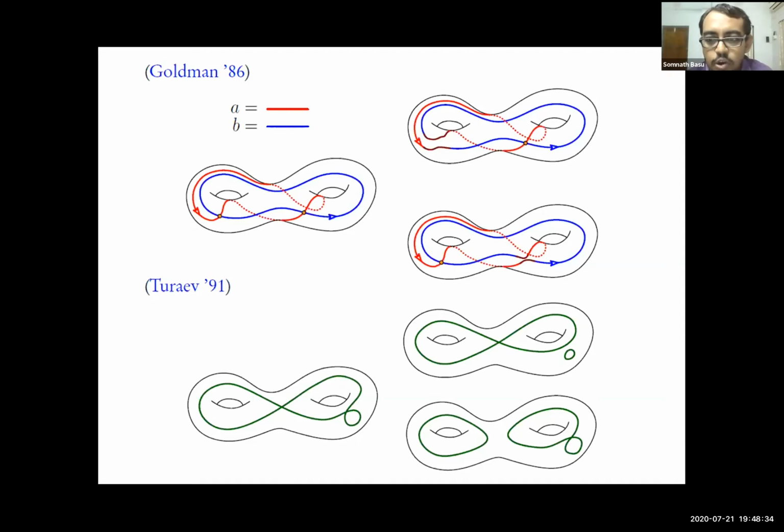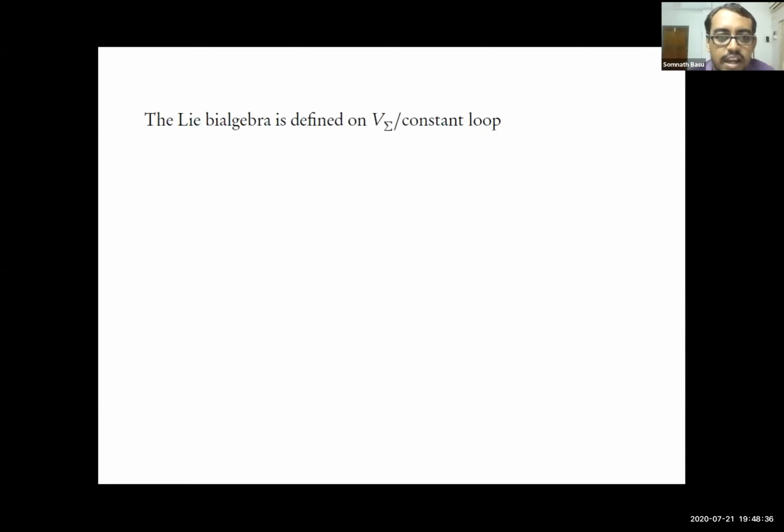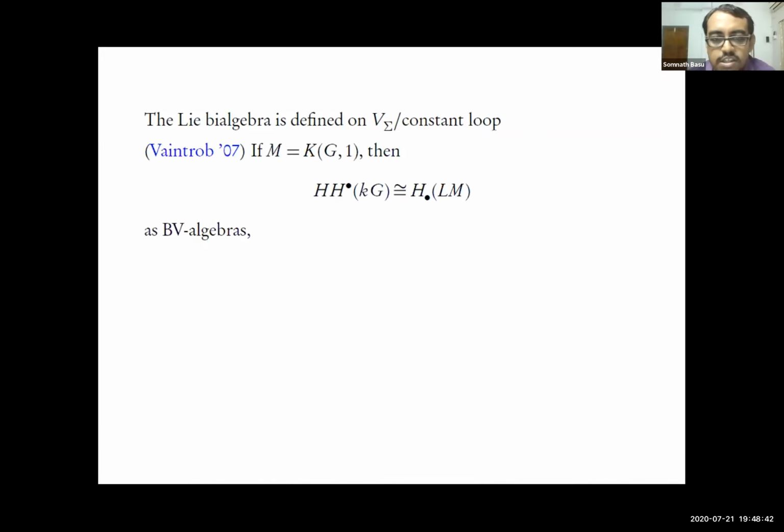Okay, so just one more slide and I'm done. So the Lie bialgebra is associated to surfaces. There has been work on this by a lot of other people in different directions, in combinatorial topology and connecting probability with self-intersections. Very nice works. But connecting it all to the Hochschild cohomology, there was a result by Weintraub which says that if M is a K(G,1), our surfaces are examples of that, the Hochschild cohomology of the group ring, where KG simply stands for the group ring and K is a field, is isomorphic as BV algebras to the homology of LM as BV algebras.